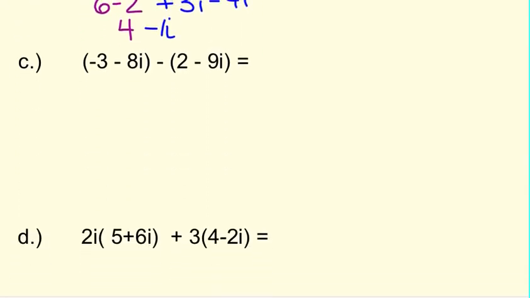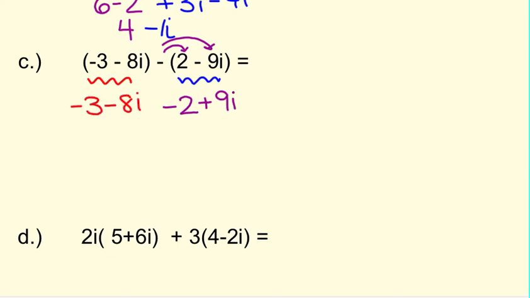Now we're going to go into subtraction. Subtraction is a little bit more careful that you'll need to be. So I have this complex number subtracting this complex number. You have to distribute this negative through to both parts in that second parentheses. So it's going to look like this, -2 plus 9i. And then we still have this, -3 minus 8i. Nothing will change with that first complex number.